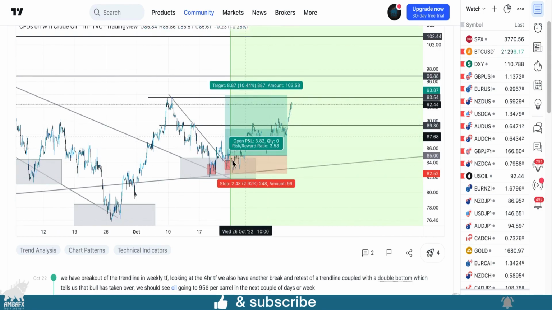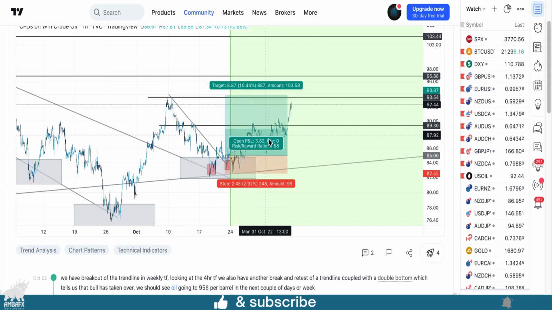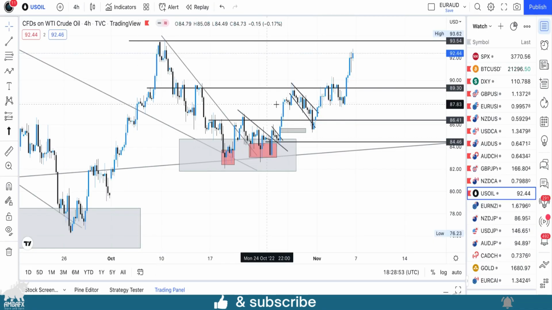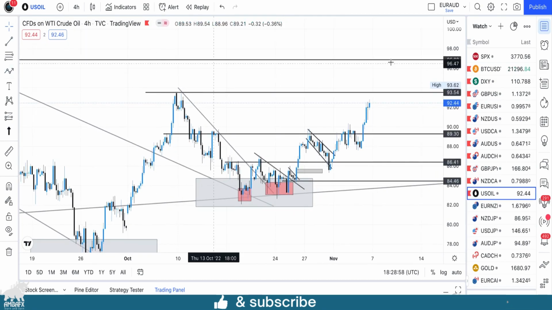So the first target was first hit at 89, then it retraced back, and when you use a Fibonacci retracement, you see that the retracement is at the 50% Fibonacci retracement level. Then it bounced off, then it broke this particular 89 level. Then we are at 92 now, going to the resistance at 93. So if you break this 93, we are going to 96. Then if you break this, we are going to 106. That is our analysis on US oil.